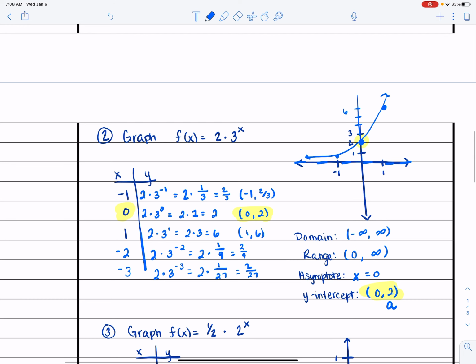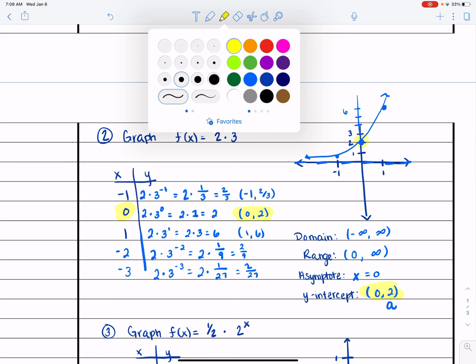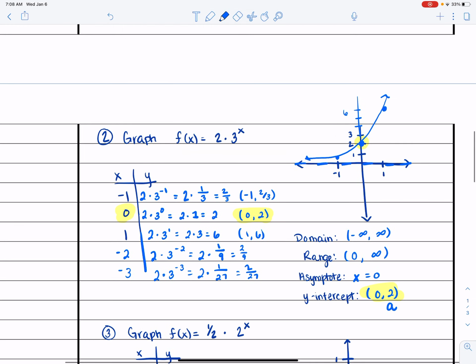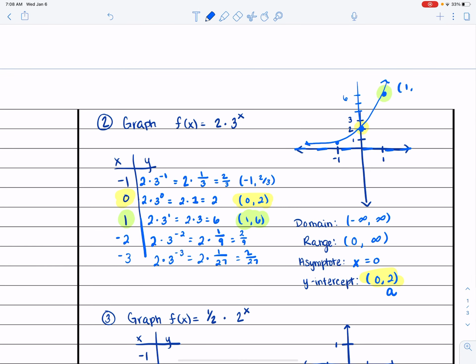Now, I also need you to notice this point at 1. At 1, we have 1, 6. So this point: when x is 1, y is 6. Now that 6 came from a times b. So if you take your a value and your b value and multiply them together, you end up with your point at 1, because when the exponent is 1, it doesn't really change anything. Just keep that in mind.